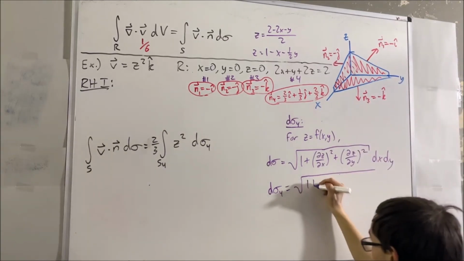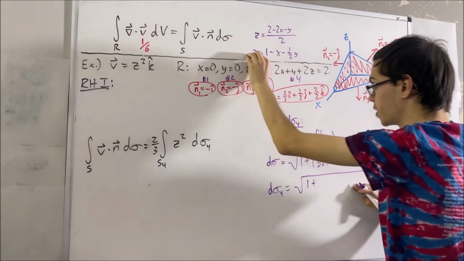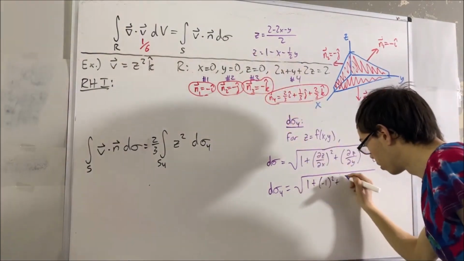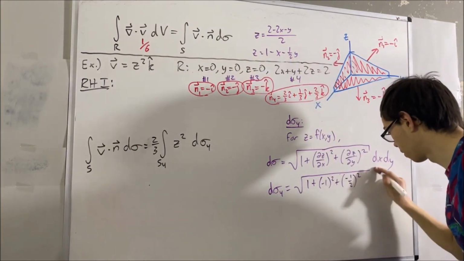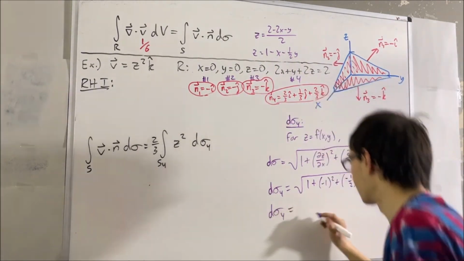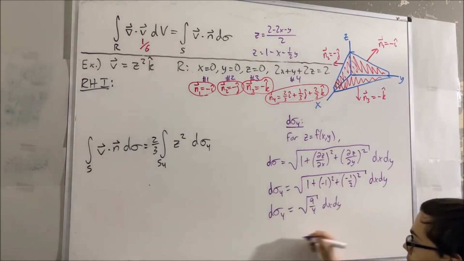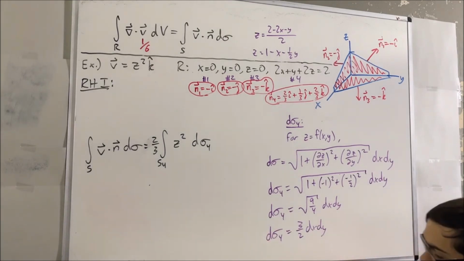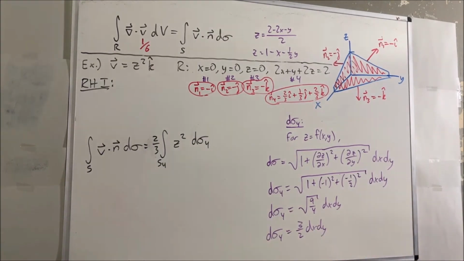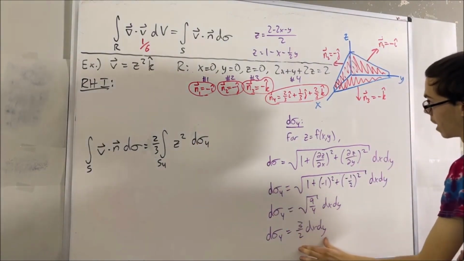So really, the partial derivative of z with respect to x is -1, and the partial derivative of z with respect to y is -1/2. So if you were to simplify this, you would get, which simplifies to, so this is what dσ4 is. That's how you would calculate that. So now I'm going to replace dσ4 with 3/2 dx dy.